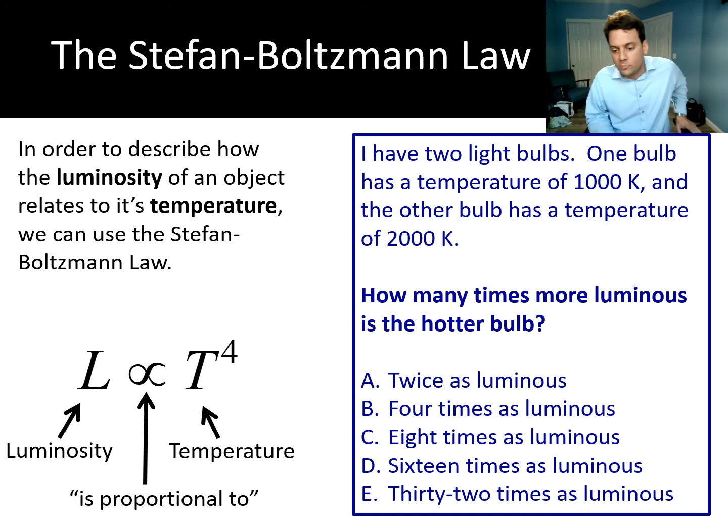So here at the right, we have a particular example. Let's consider that we have 2 light bulbs. One bulb has a temperature of 1,000 Kelvin, and the other bulb has a temperature of 2,000 Kelvin. How many times more luminous will the hotter bulb be? As usual, I'll pause here for 30 seconds or so. You're welcome to pause me longer, and then we'll come back and talk about the answer.